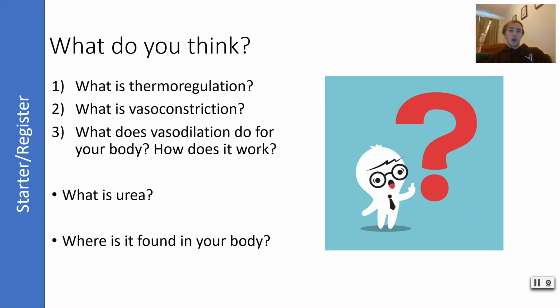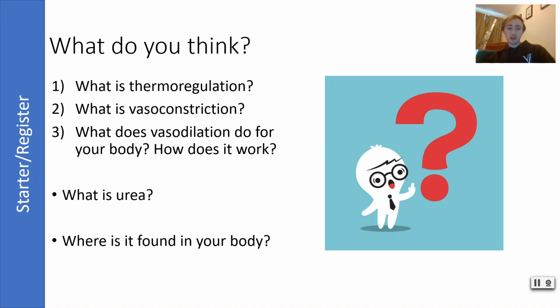Fine. So, what is thermoregulation? It's the homeostasis of temperature, or it is the way in which your body controls its temperature. What is vasoconstriction? Vasoconstriction is where the blood vessels near the surface of your skin are closed, they're squeezed tight, closed, so that blood can't get to the surface of your skin, so that you don't lose heat. And that happens when it's cold.